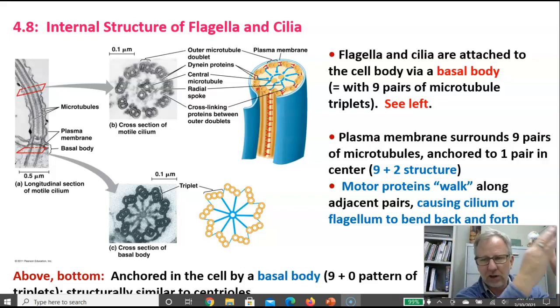And that's what causes the waving action that makes cilia and flagella be used for movement. It's the sliding of microtubules past each other inside that makes the whole thing bend back and forth. And that's what I want you to know. The way it all happens is pretty specific, but that's just an overall sort of idea of how they're working.